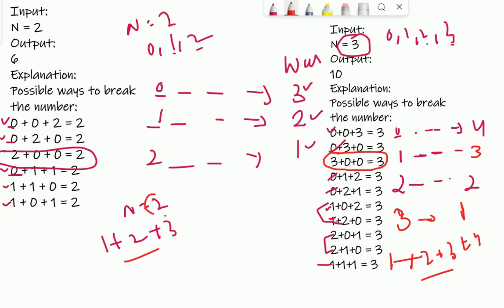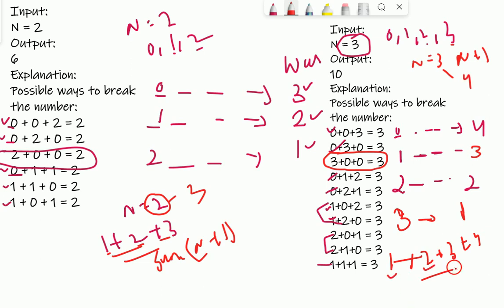When n is 2, the answer comes to be the sum of natural numbers up to n plus 1. N plus 1 is what? 2 plus 1, 3. So the sum of the natural numbers up to 3 is 1 plus 2 plus 3. Here also, n equal to 3, so we need to calculate only the sum of n plus 1 numbers. N plus 1 here is 4, so we can check there 1 plus 2 plus 3 plus 4.